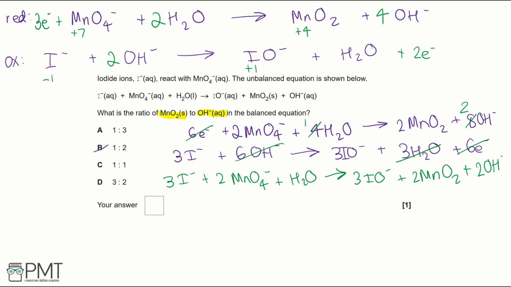So looking at the overall balanced equation that we've now produced, we can look at the ratios. We've got a 2 and a 2. So a 2 to 2 ratio is also a 1 to 1 ratio, and that's C. So to get the mark for this question, you need to write C in the answer box provided.